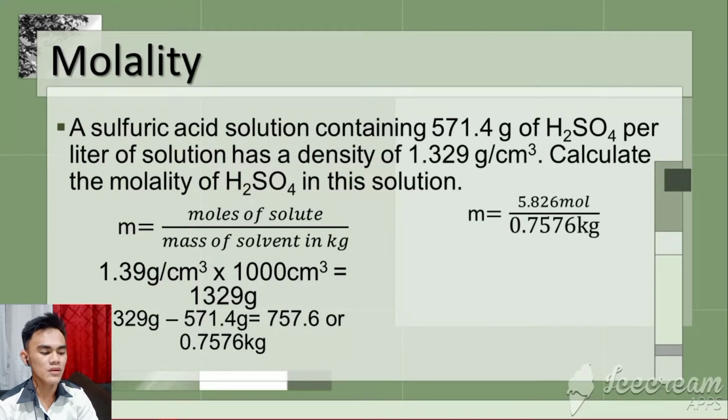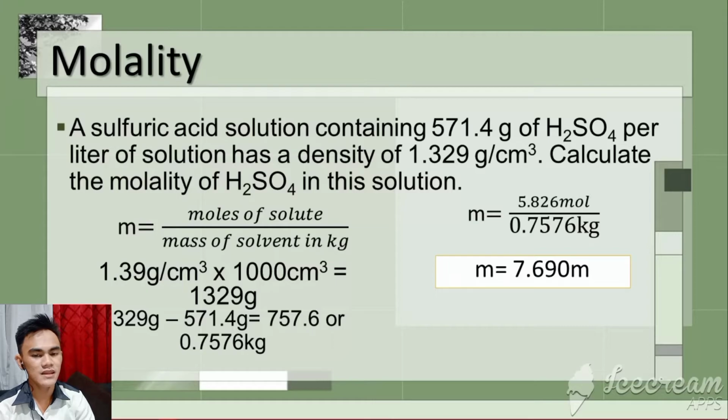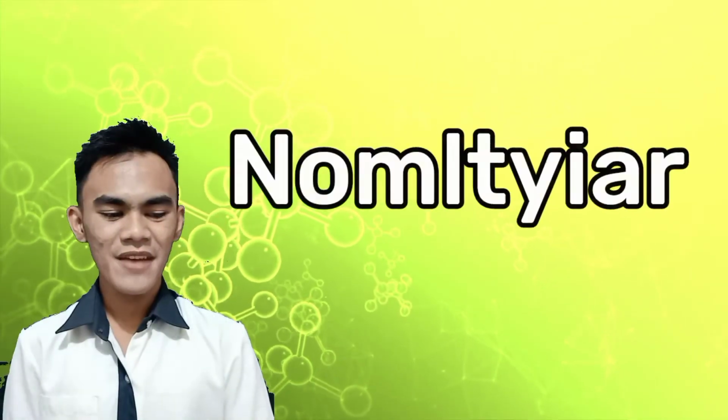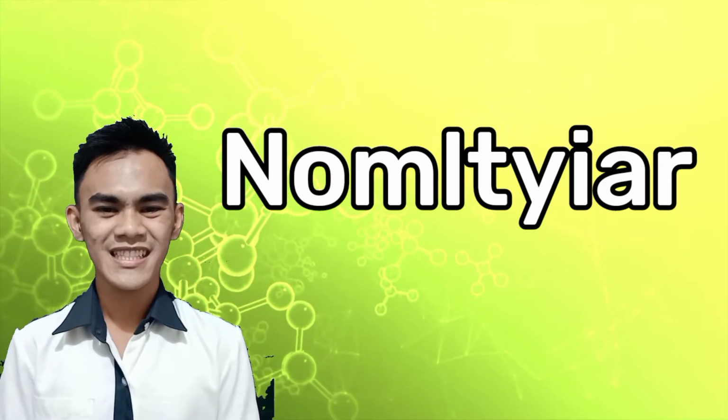Now the next step is to divide 5.826 mole by 0.7576 kilogram. So that is equal to 7.690 molality. So that is our molality of H2SO4 in this solution. 7. What is this word?